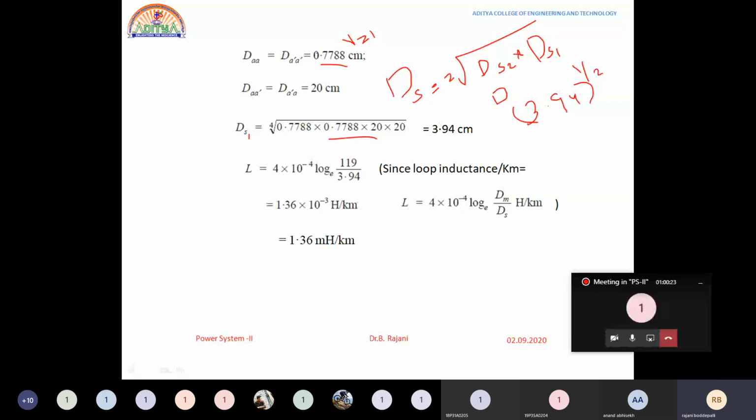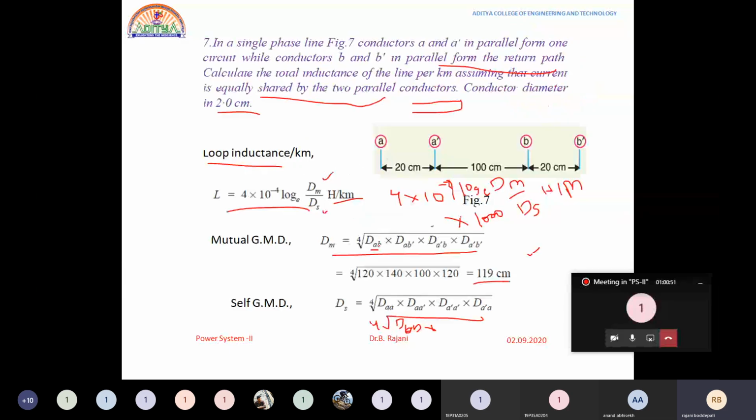And finally, L is equal to 4 into 10 to the power of minus 9. Self GMD and mutual GMD, you will have the values as 3.94 and 119 by 3.94. You will have this value in terms of Henry per kilometer. Henry per kilometer we have written. This is milli Henry per kilometer. Likewise, you have to find the problems. Understood, all of you? These are the models we have come across in inductance formula calculations.